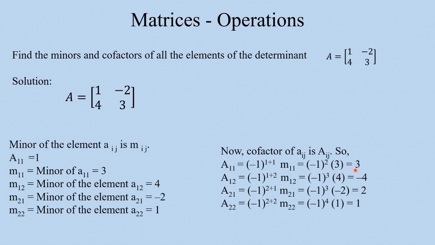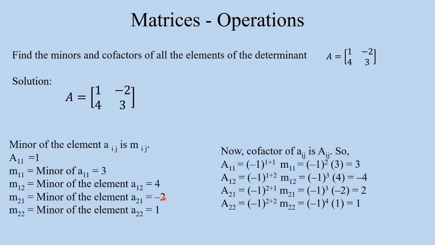A11 is equal to minus 1 to the power 1 plus 1 times M11, which is equal to minus 1 to the power 2 times 3, which is equal to 3. A12 is equal to minus 1 to the power 1 plus 2 times M12, which is equal to minus 1 to the power 3 times 4, which is equal to minus 4.